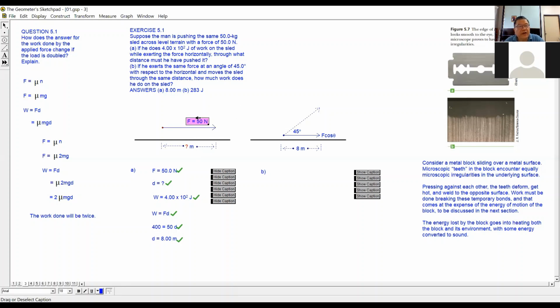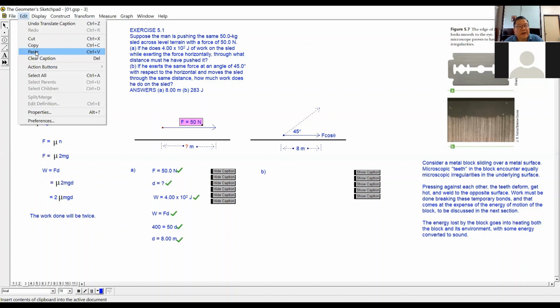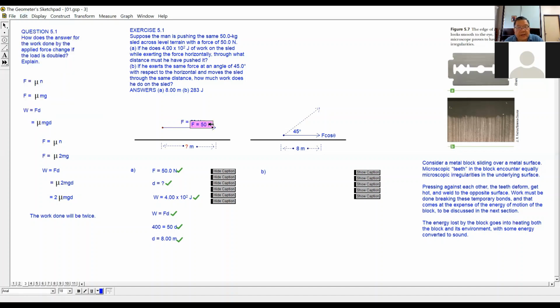In the first case it is 50 newtons. In the second case it is also 50 newtons. But this time the 50 newtons is not acting horizontally. The 50 newtons is acting at an angle of 45 degrees. So we cannot use this 50 newtons directly. We can only use the horizontal component of this 50 newtons. The horizontal component of this 50 newtons is 50 cos theta.